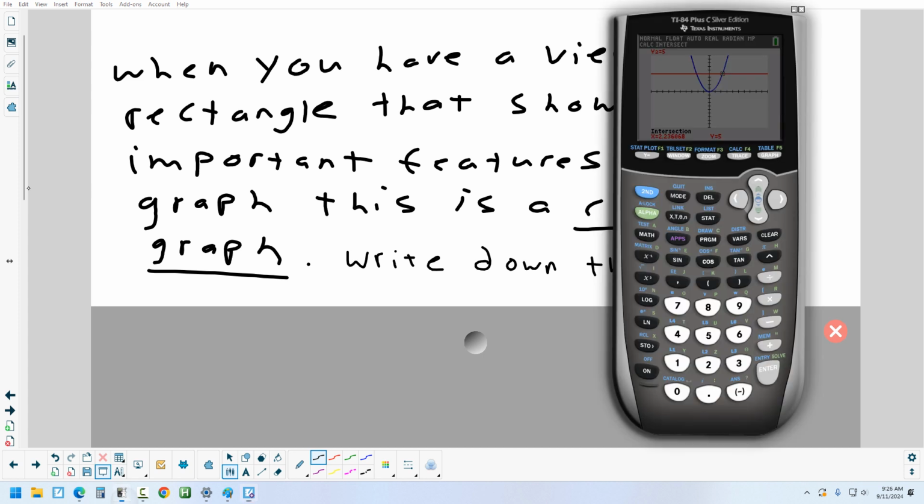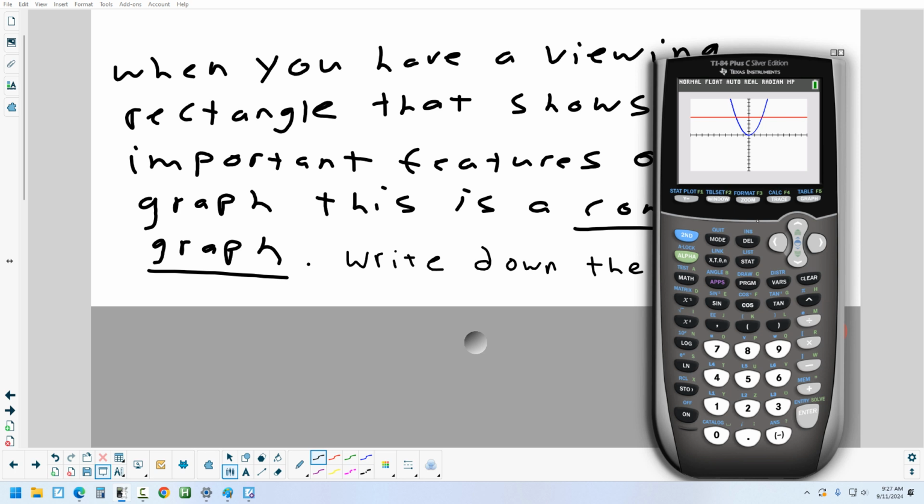Other things that are important might be minimums and maximums. In this case, I can see the bottom of the parabola. So for a parabola, a minimum or a maximum is important. If you had a window like this, I would say now that is not a complete window. You've cut off an important thing about the parabola. You've cut off the minimum. That's not good.